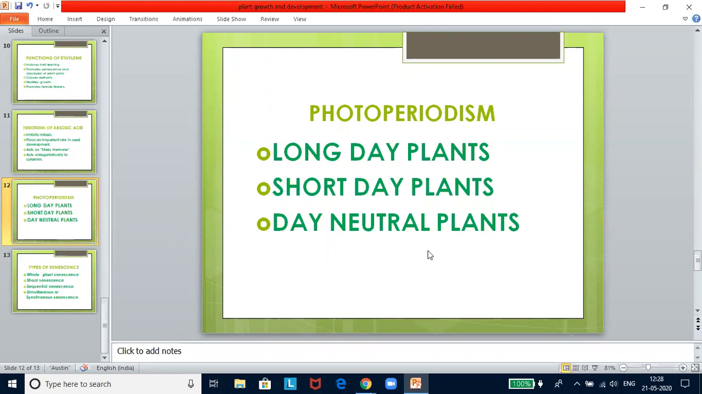Neutral or intermediate day plants flower after a period of vegetative growth, regardless of the photoperiod. Tobacco, cucumber, sunflower, and tomato are some examples of the neutral or intermediate day plants. So this is very important. You have to have a list of examples, whatever examples I have explained, in your examination for you to remember and identify the plants from the choices given. The critical day length of both long day and short day plants tends to fall in the 12 to 14 hour range. The terms long day and short day plants are actually misnomers.